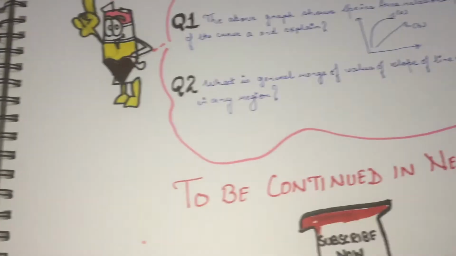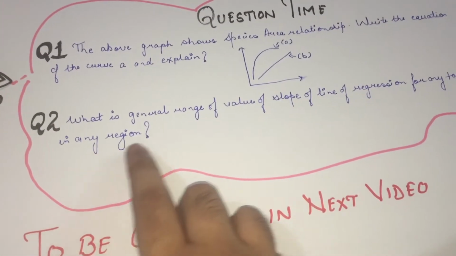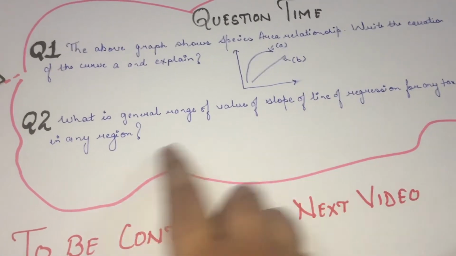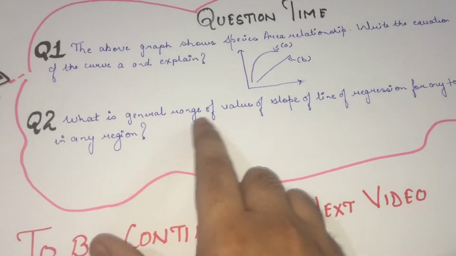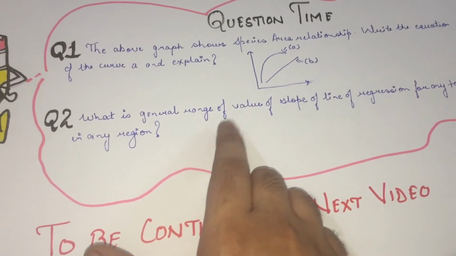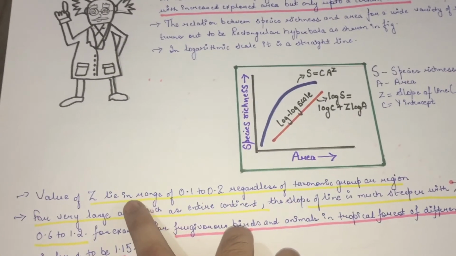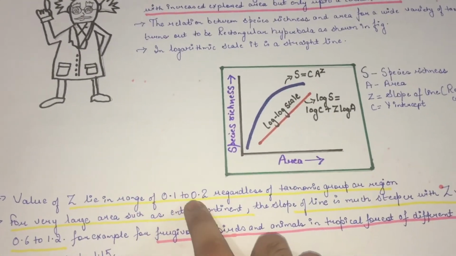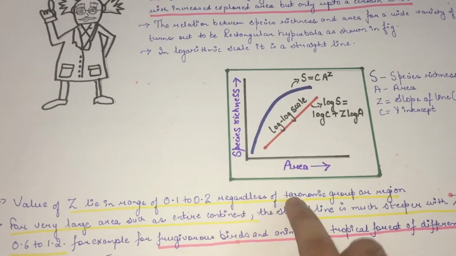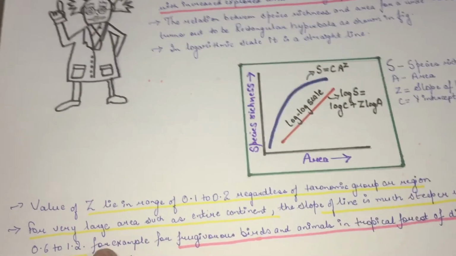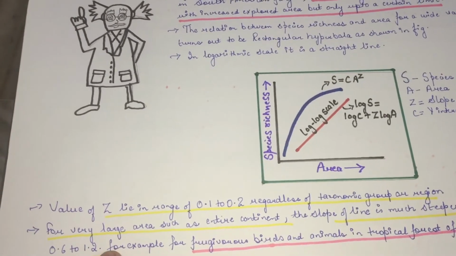Similarly, next question is, what is the general range of value of slope of line of regression for any taxa in a region? You know the general range is 0.1 to 0.2. So here we have learned that Z lies in the range of 0.1 to 0.2 regardless of taxonomic group. Yes, for very large area, the value is 0.6 to 1.2.